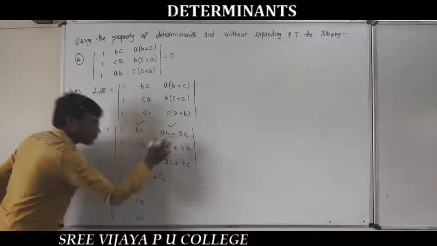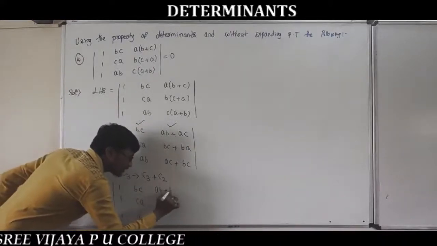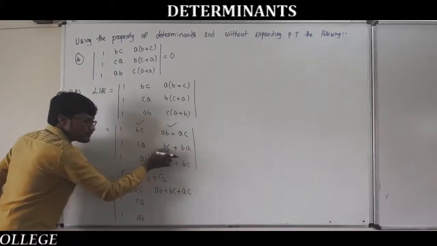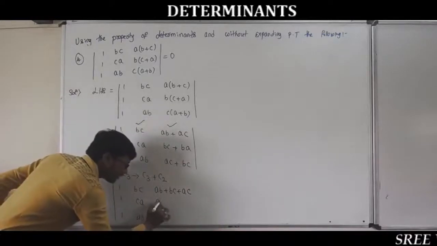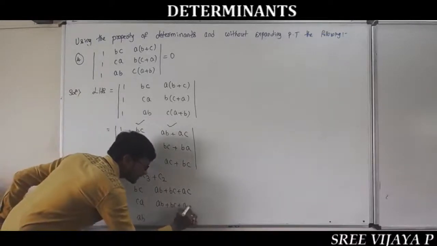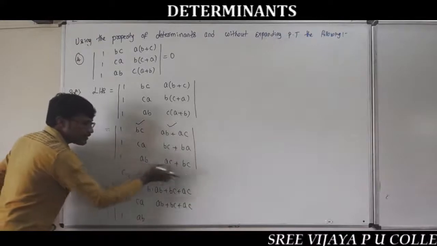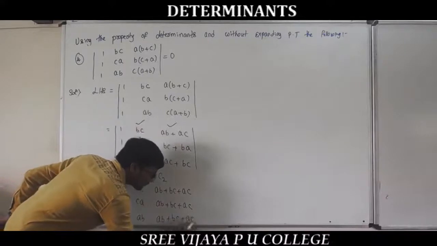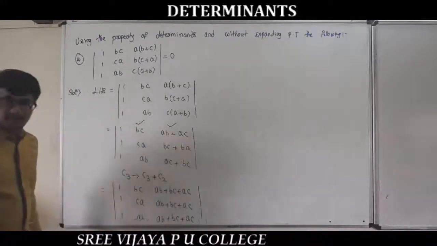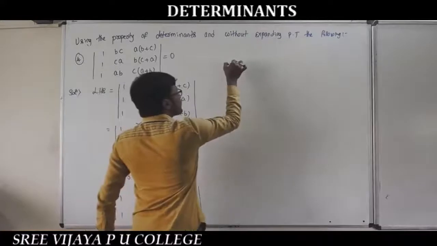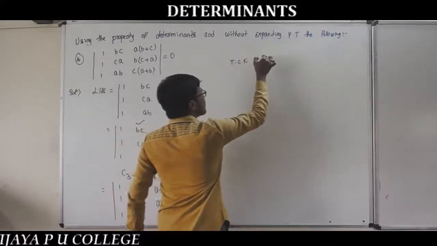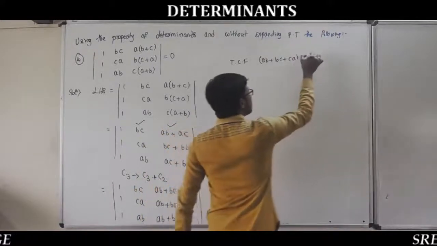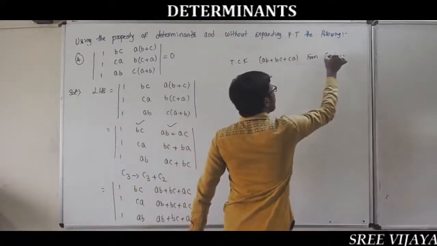AB plus BC plus AC. So I am writing in that order. AB plus BC plus AC. AB, BA both are same, plus BC, CA, both are same. AB plus BC plus AC. Again this plus this: AB plus BC plus AC. AB plus BC plus AC. Got it right there. So what will I do here? Taking common factor AB plus BC plus CA or AC from column 3.